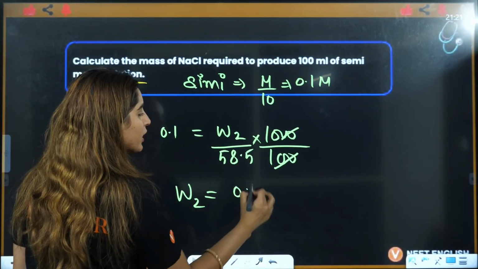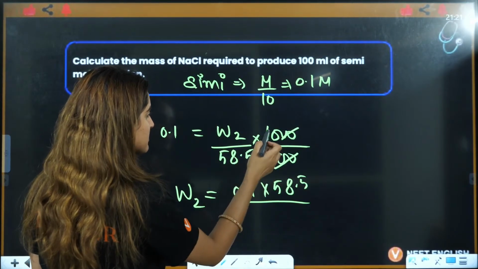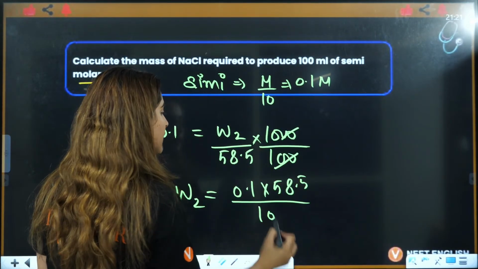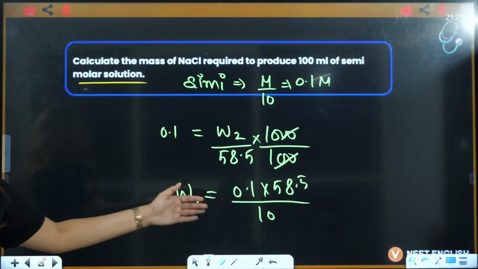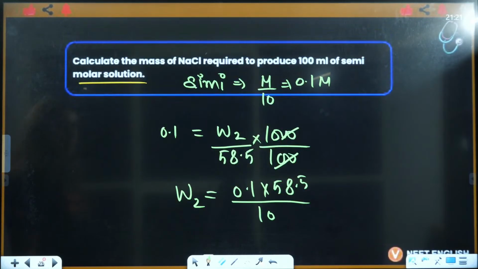That is going to be 0.1 multiplied by 58.5, right? And this is 10. It will come to this, that is 10. Okay? And hence you will get your answer here, right? Okay? Yes, everybody, right? Understood?